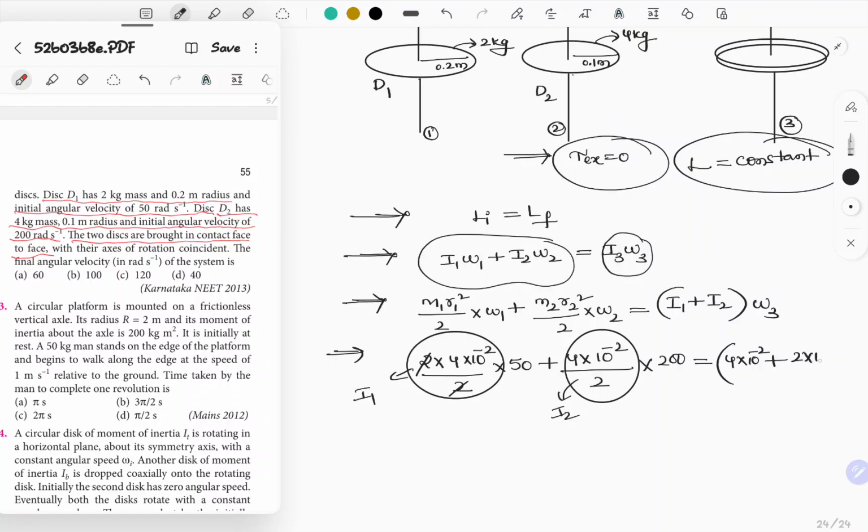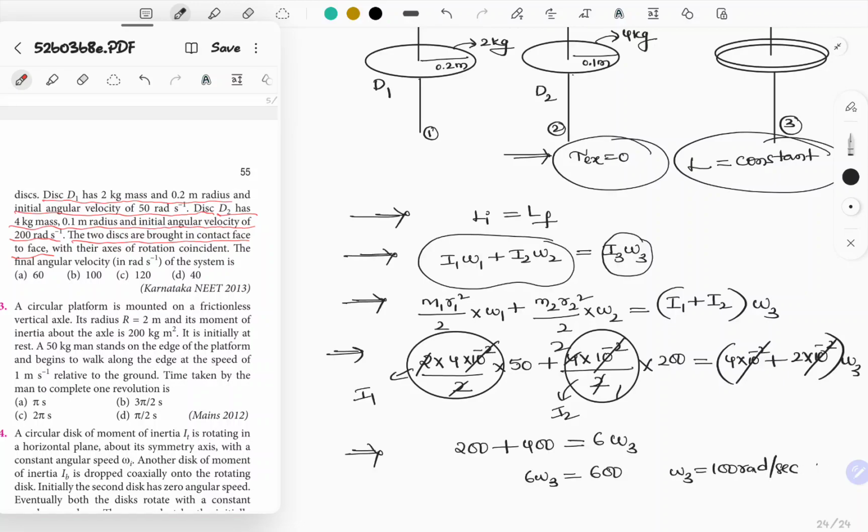This is 2 into 10 power minus 2 into omega 3. So this minus 2 is taken as a common, so minus 2 will get cancelled out. Now 4 5s are 200 plus 2 1s are 2 2s are 400, which is equal to 6 into omega 3. Then 6 omega 3 is equal to 600 and omega 3 is equal to 100 radian per second.